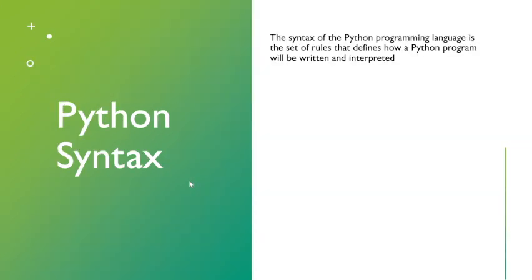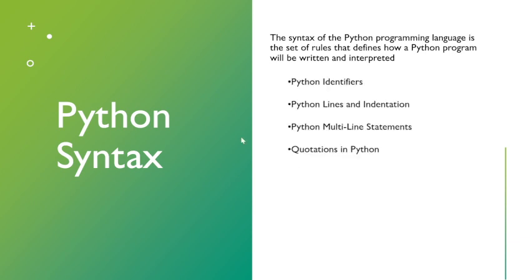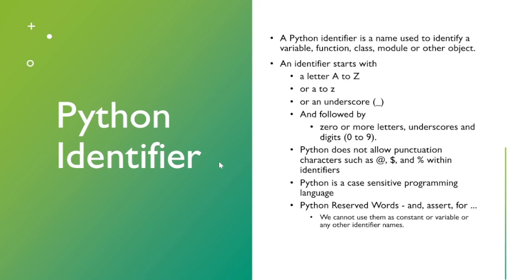So what is Python syntax? For every programming language there is some set of rules defined on how to write a program and how to interpret it. Similar to that, Python also has a set of rules defined around Python identifiers, lines and indentation of the code, multi-line statements, and quotations in Python. So let's start with identifiers. An identifier is nothing but a name given to any variable, function, class, module, or any other object in a program. In Python also there are some rules defined around that.